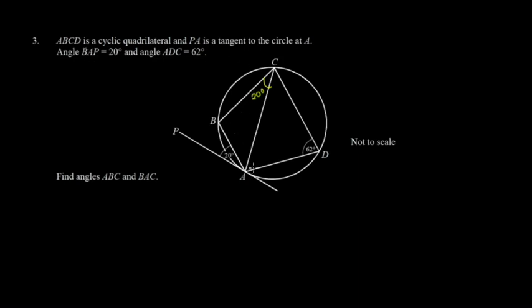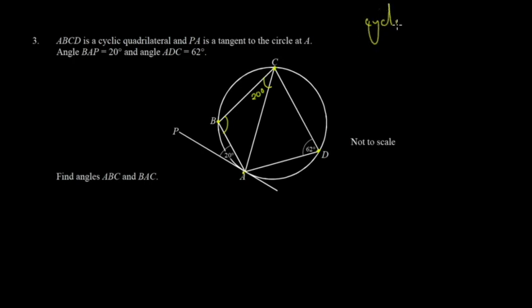BAP is 20, you're given. This one is 62, you're given. And then already you have this angle here. So you're asked to find ABC. So ABC would be this angle here. That's what you're asked to find. So notice that A, B, C, D, all the sides are resting on the circumference. This is important. If they're resting on the circumference, we call this a cyclic quadrilateral.